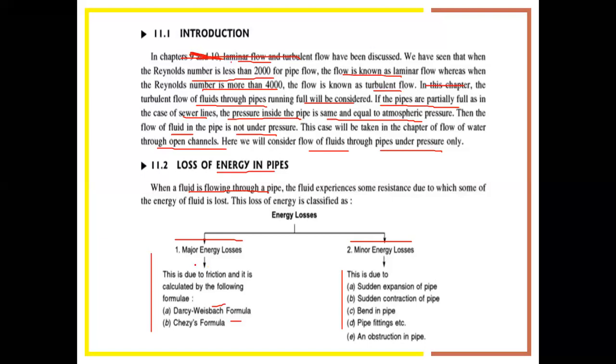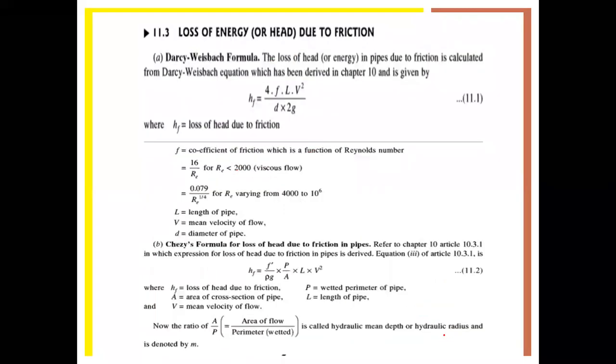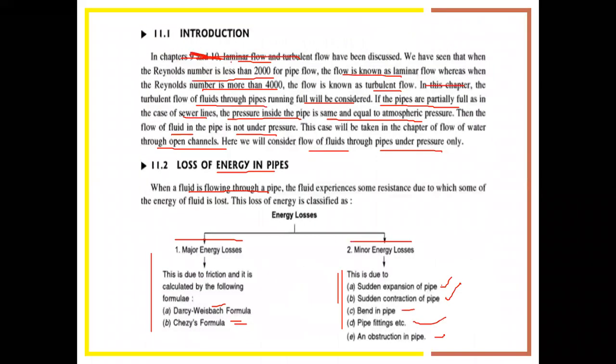In the case of major energy loss, this is due to friction and is calculated by the Darcy-Weisbach equation and Chezy's formula. When coming to the minor losses, this is due to the sudden expansion of the pipe, sudden contraction of the pipe, bends in the pipe, pipe fittings and obstruction in the pipe. In the next class we will see about the loss of energy, the major energy losses and the minor energy losses.